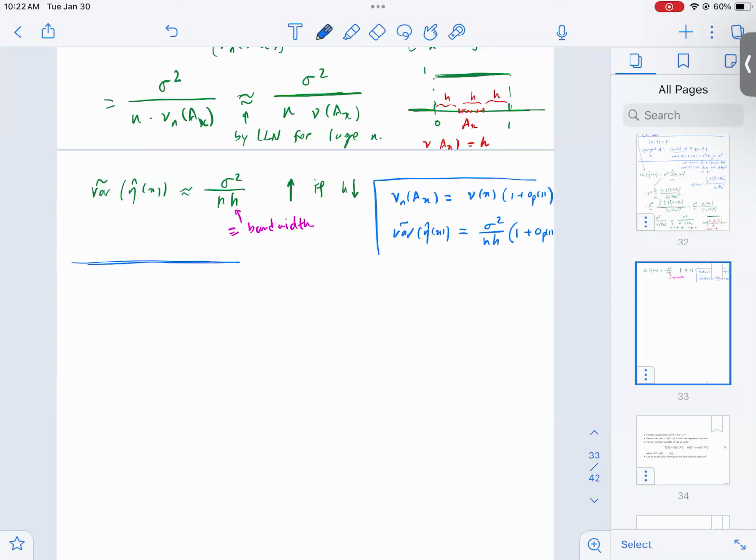So bias. We need to calculate the expectation. Expectation of theta hat, and this is the expectation of the summation i from 1 to n of w_i(x) y_i. Okay. So what kind of simplification happens here?